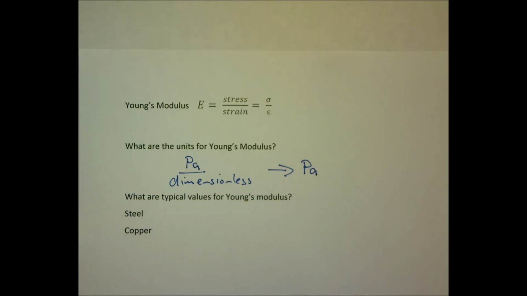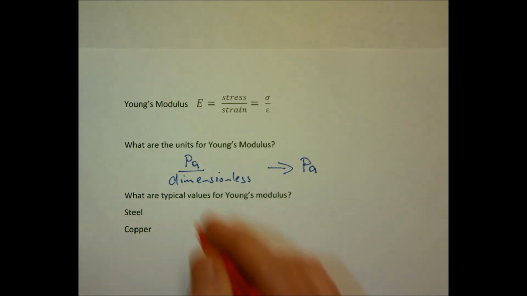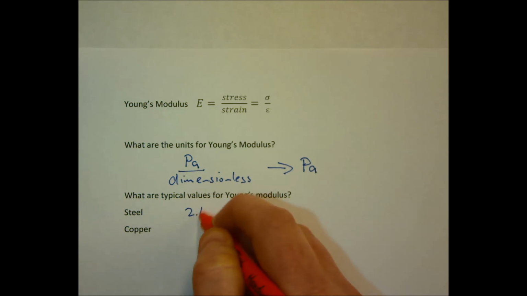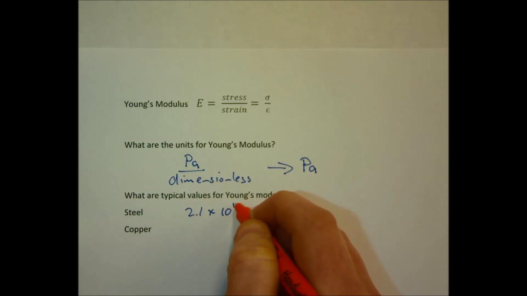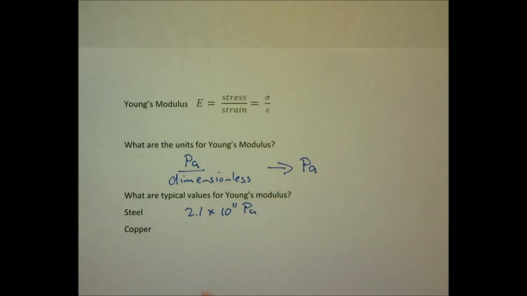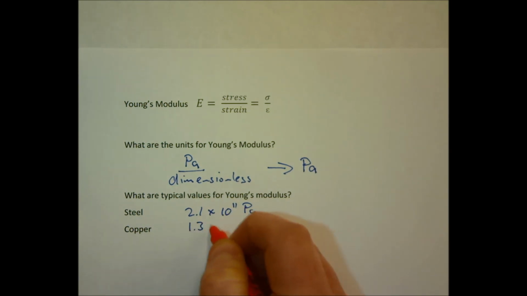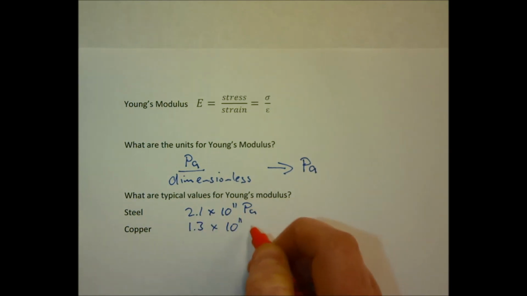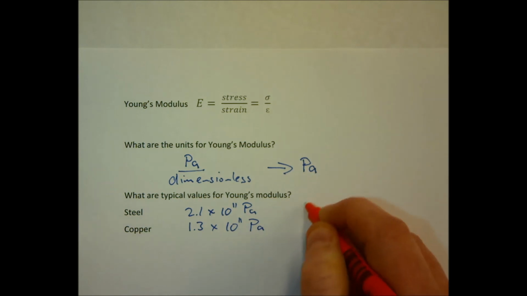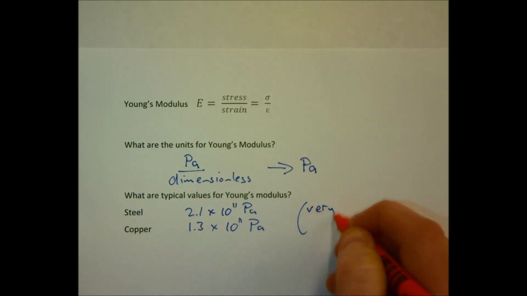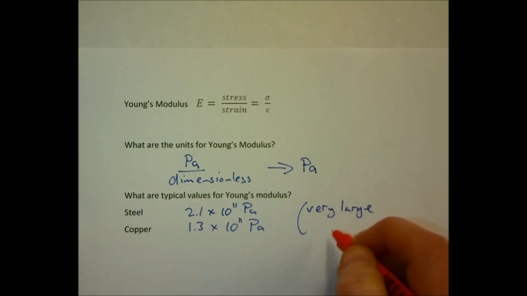Typical values for Young's modulus are, for steel, 2.1 times 10 to the 11 pascals, and copper, 1.3 times 10 to the 11 pascals. So basically very large numbers.